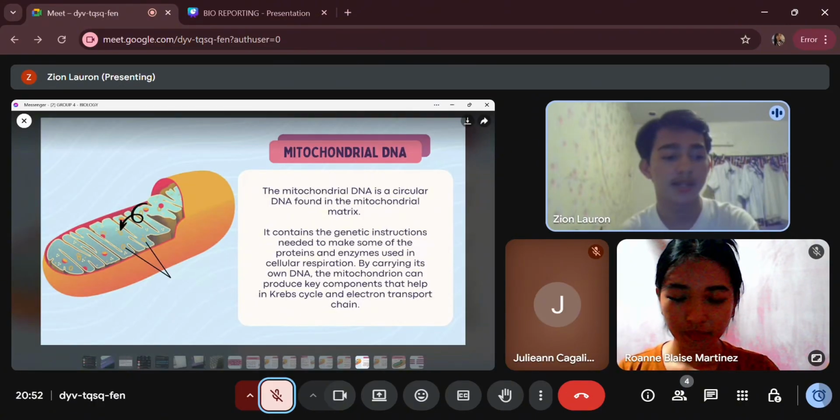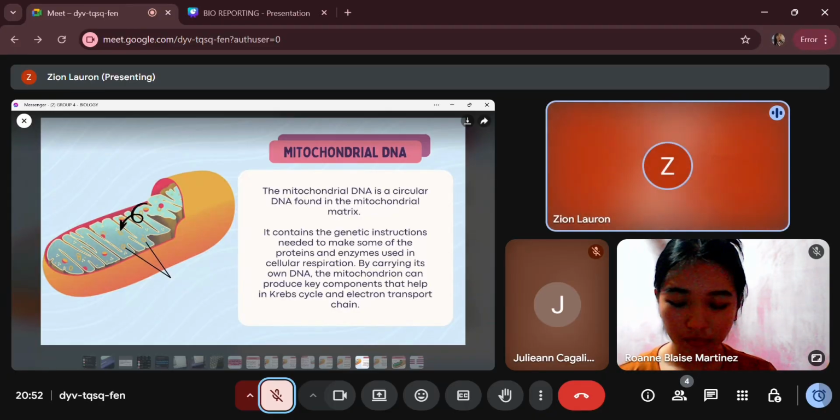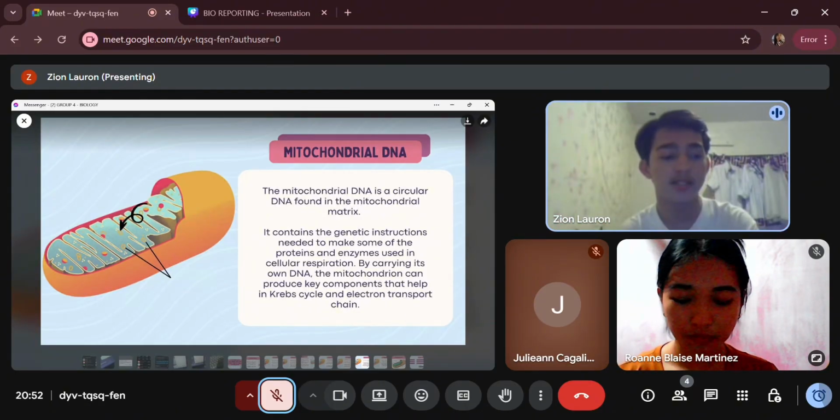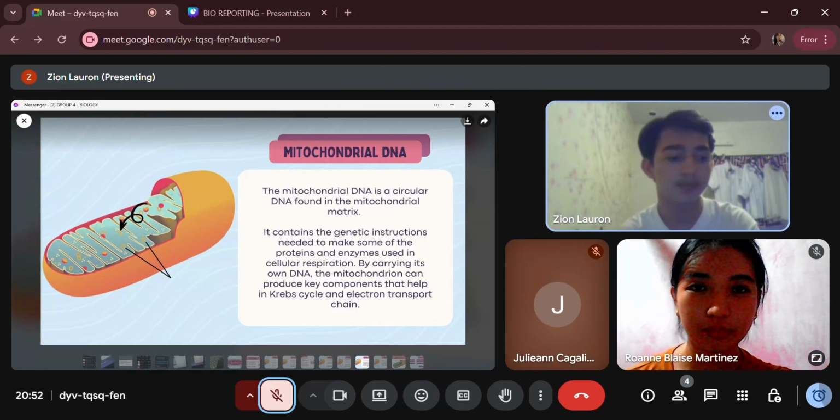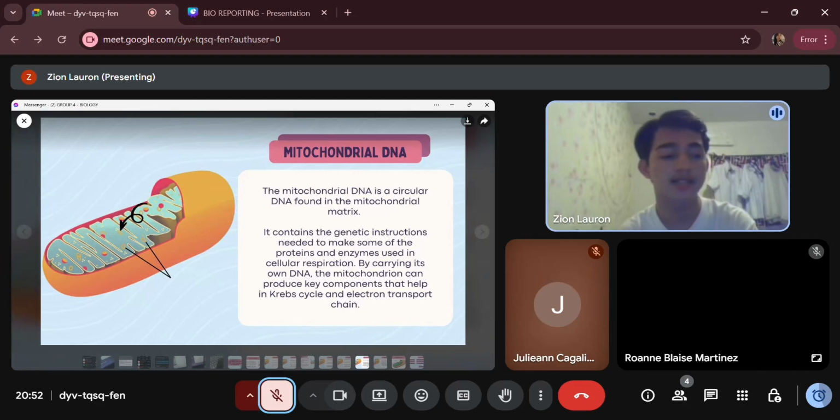What makes mitochondrial DNA very important is that it allows the mitochondrion to make some of its own proteins, especially those used in the Krebs cycle and the electron transport chain. These two processes are responsible for producing the majority of the cell's ATP, which is the main energy source that powers many cellular activities. In short, mitochondrial DNA acts as the blueprint that enables the mitochondria to function as a powerhouse of the cell, ensuring that energy production happens efficiently.